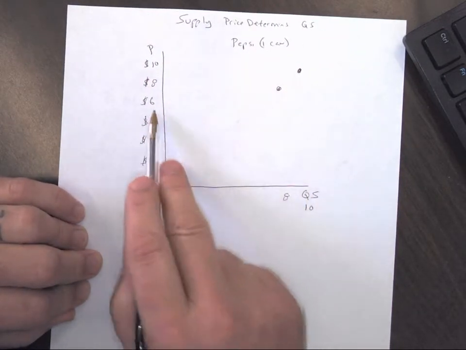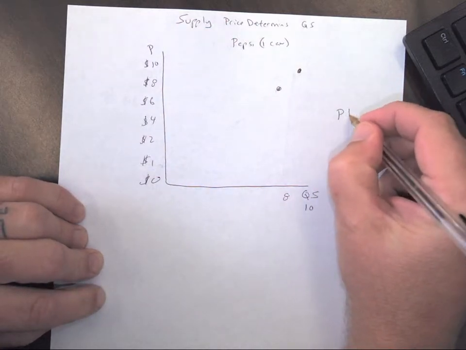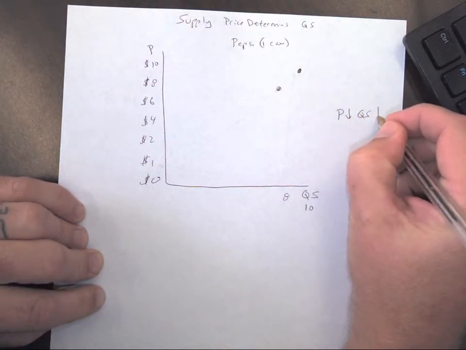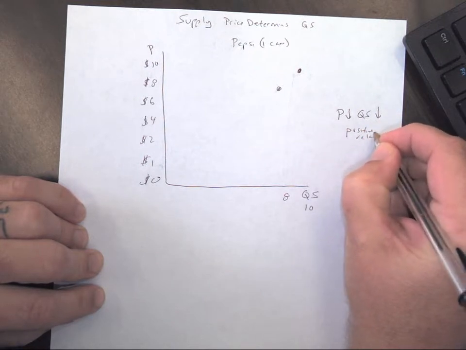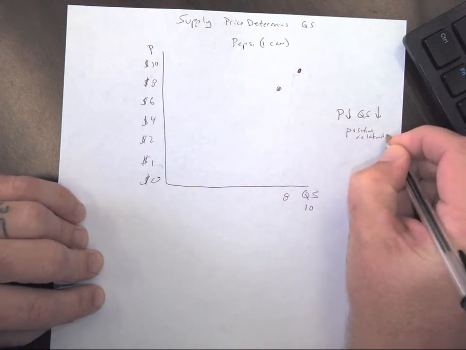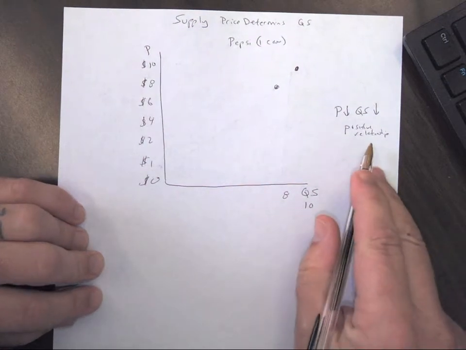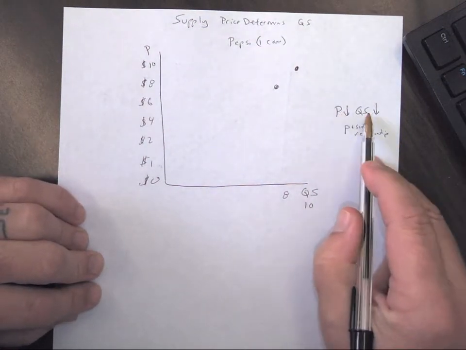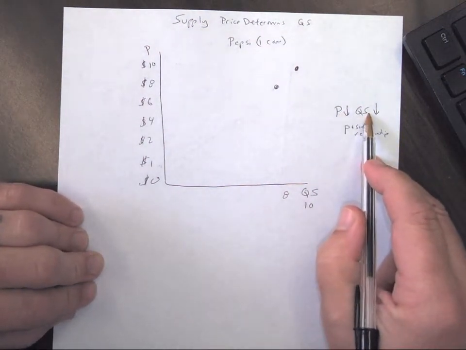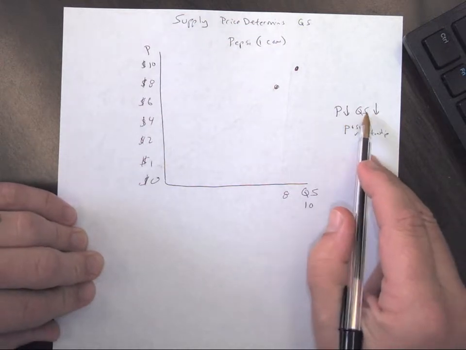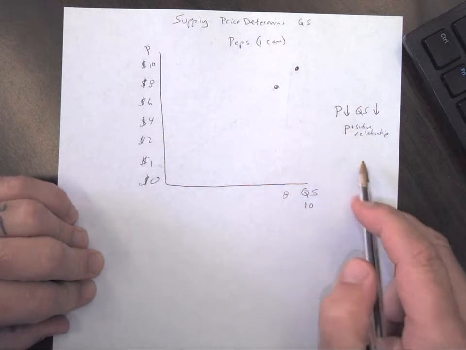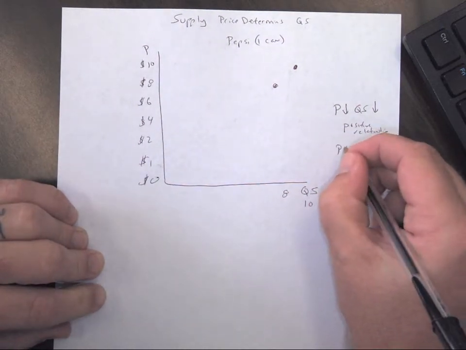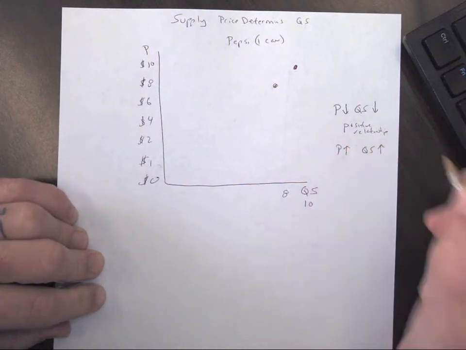So as price decreases, the quantity supplied would decrease. This is a positive relationship. So with this positive relationship, that means whatever price does, quantity supplied would do the same. So as price goes down, the amount supplied would go down. And if price went up, more of them would stay on the shelf. So it would look like price goes up, the quantity supplied would be going up.